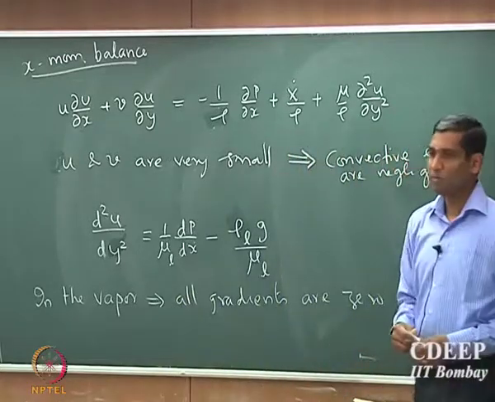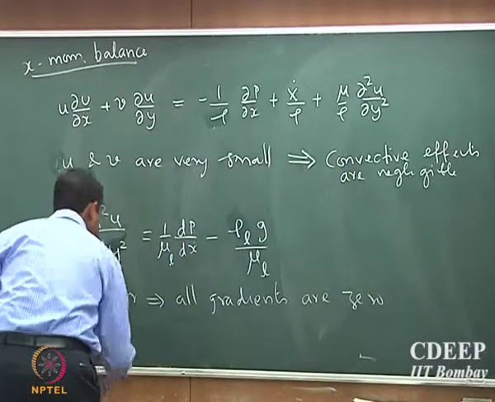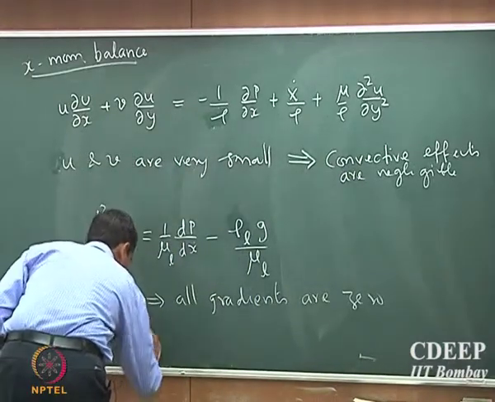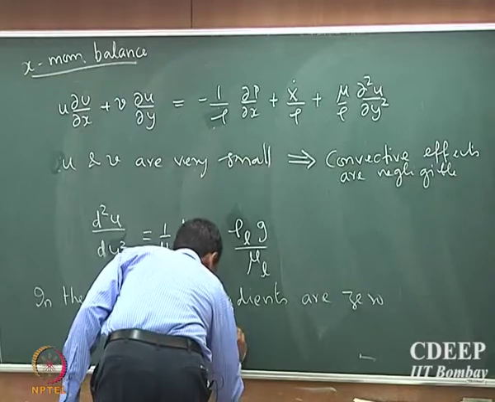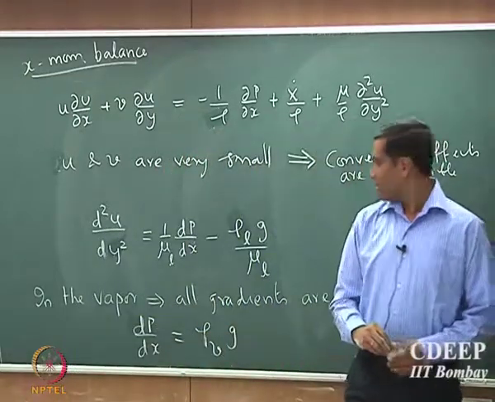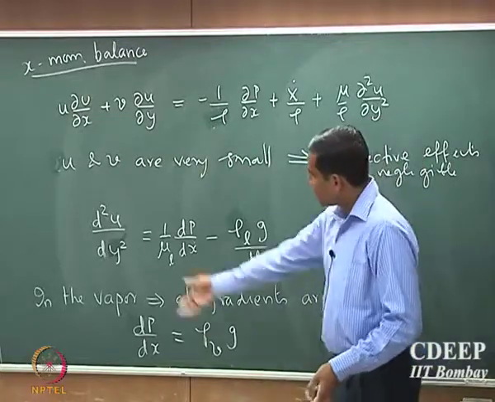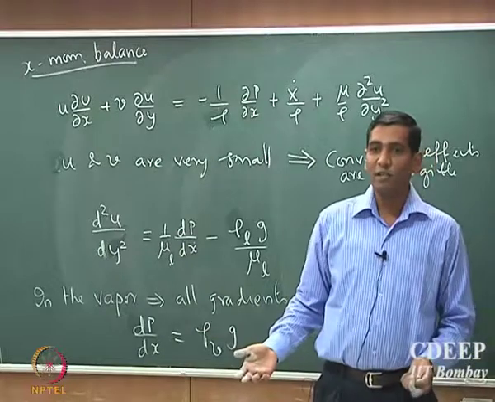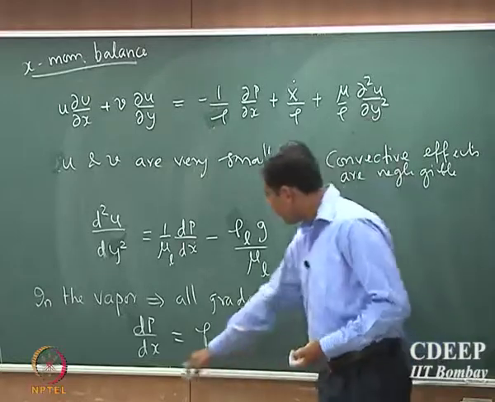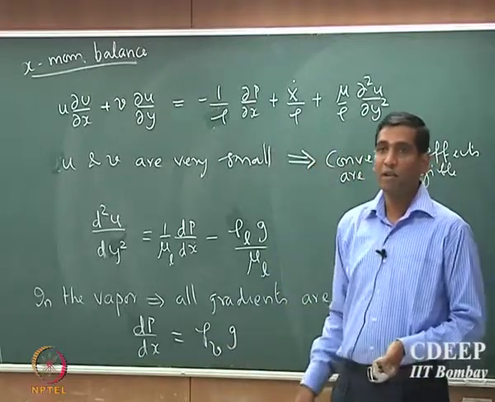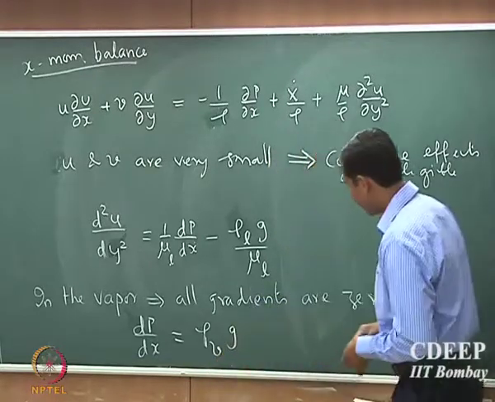All gradients are 0. So therefore, outside the boundary layer, the momentum balance will be dp/dx equal to rho vapor into gravity. This is the same thing we did with natural convection before. We just write the momentum boundary layer equations outside the boundary layer. Velocity is 0, all the gradients are 0, and therefore the pressure gradient is simply given by rho vapor. Remember, it is the density of vapor, not the liquid, multiplied by gravity.